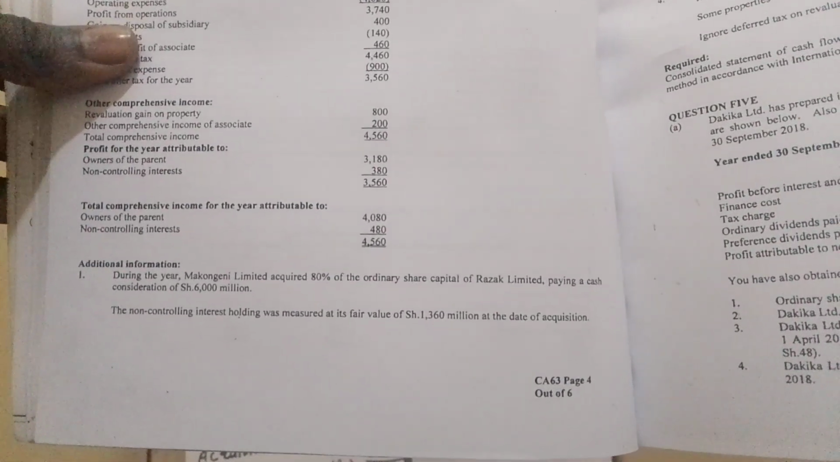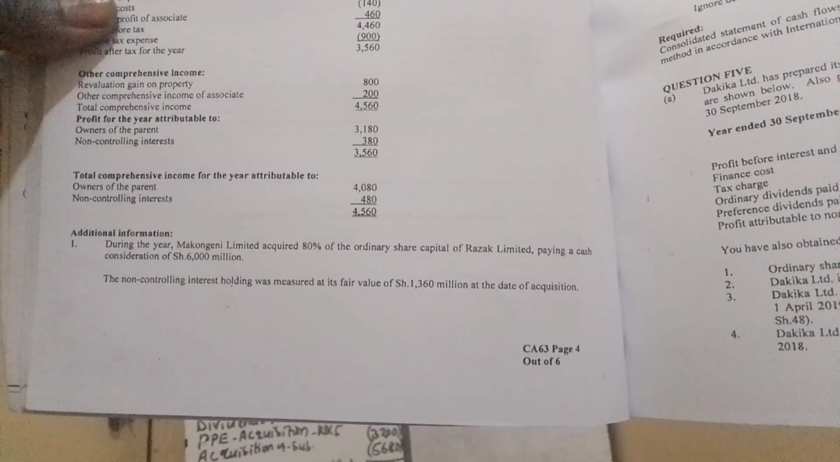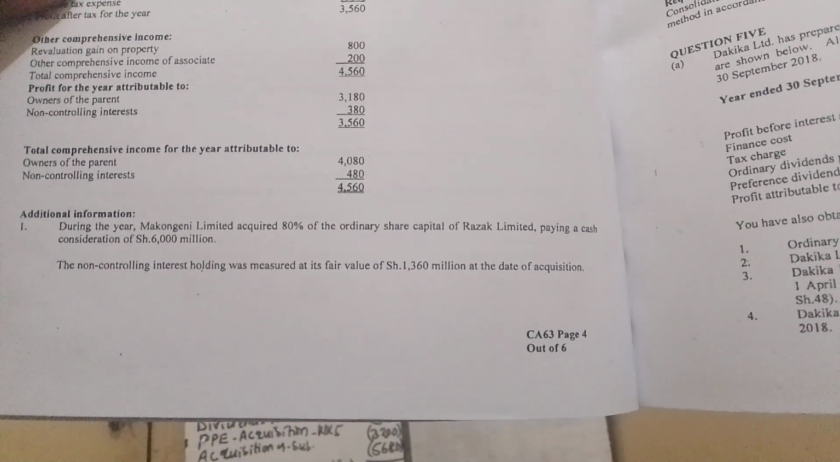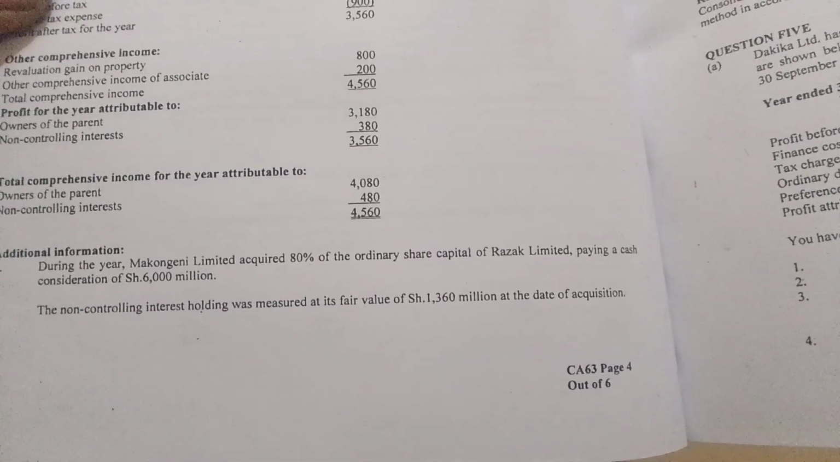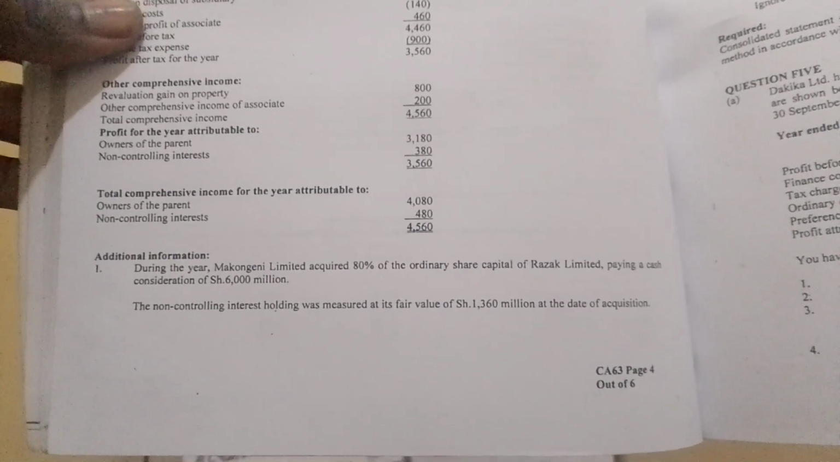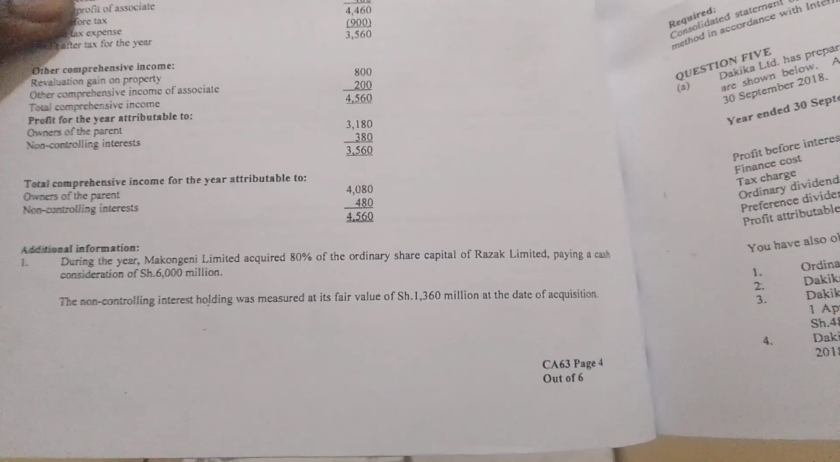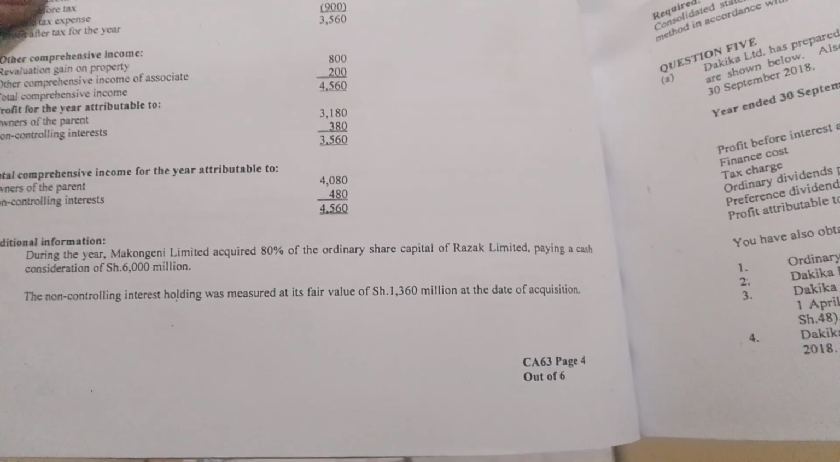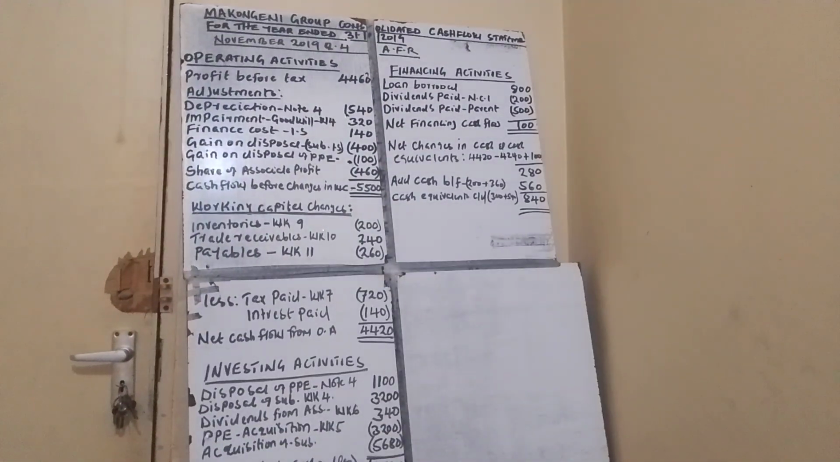Now, let's take the additional information, whereby we go to additional information number 1, and what I am told is: during the year, Makongeni Limited acquired 80% of the ordinary share capital of Razaka Limited, paying a cash consideration of shillings 6,000 million. Non-controlling interest holding was measured at its fair value of shillings 1,360 million at the date of acquisition.